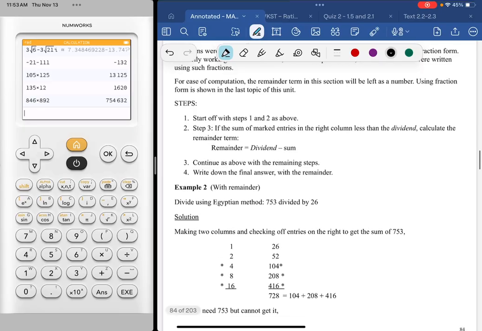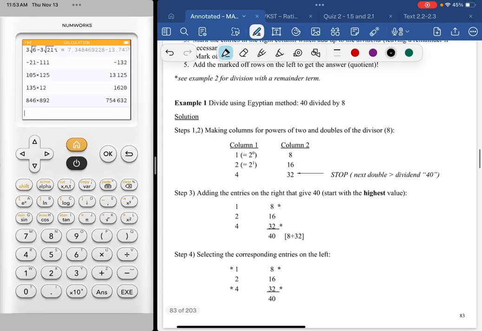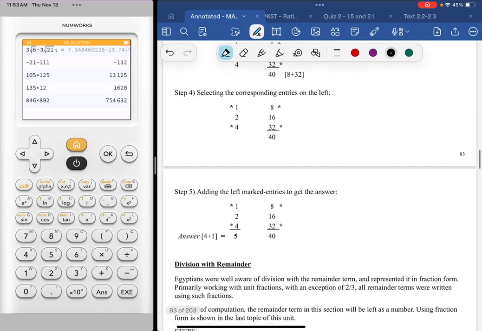So we do the same stuff that we did before, steps 1 and 2. We make our columns.